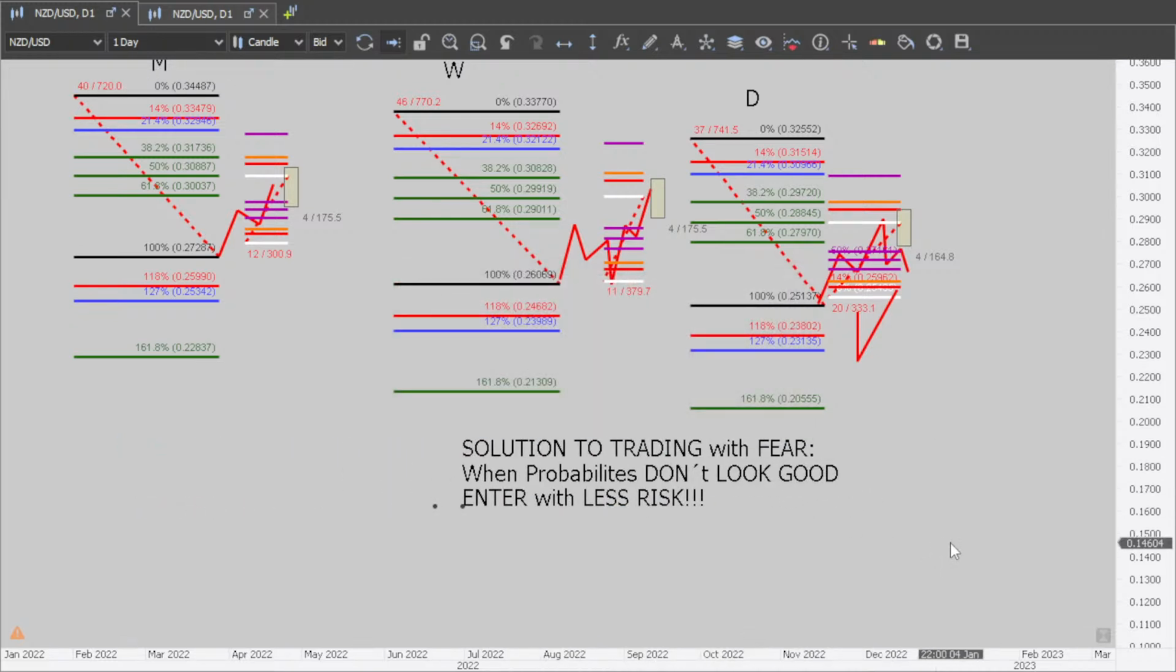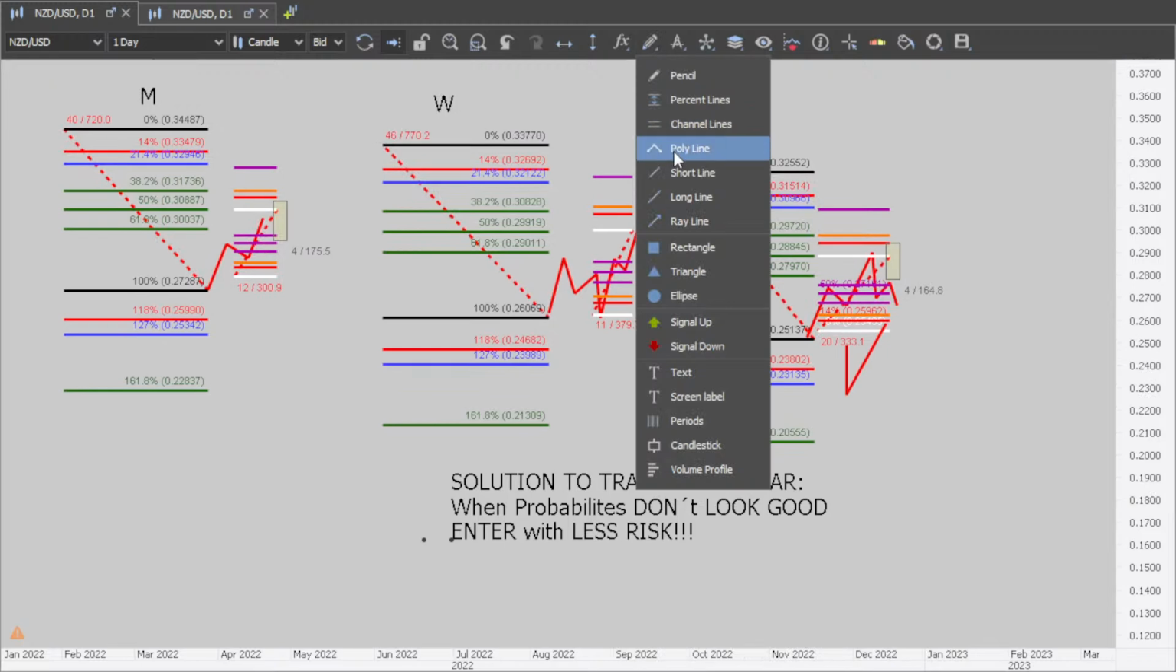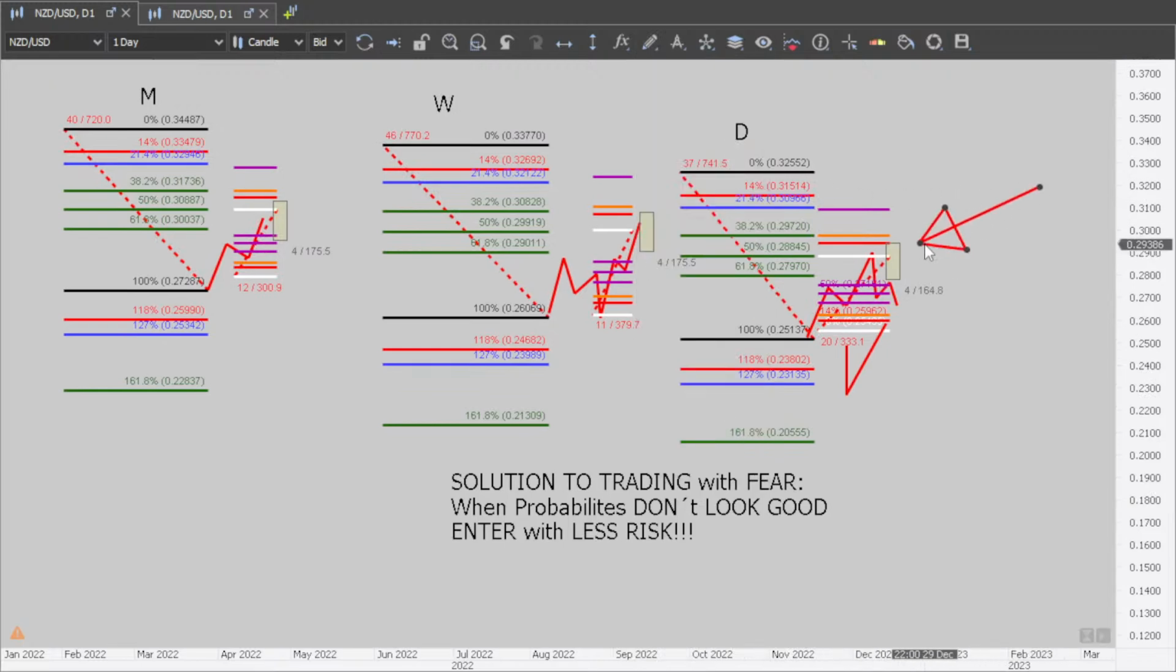This is the solution, everybody. Solution to trading with fear: when probabilities don't look good, meaning you don't have a confirmed C, enter with less risk. Make sense? Is that simple?